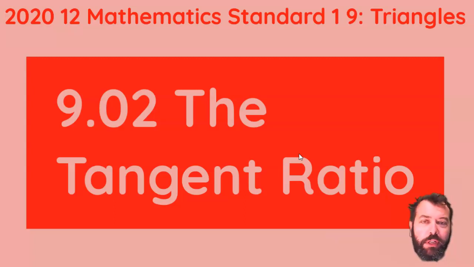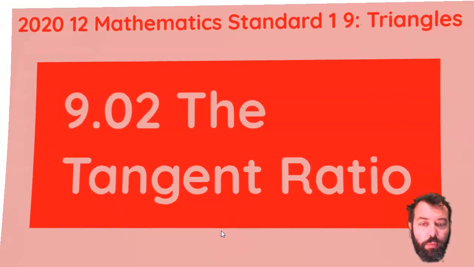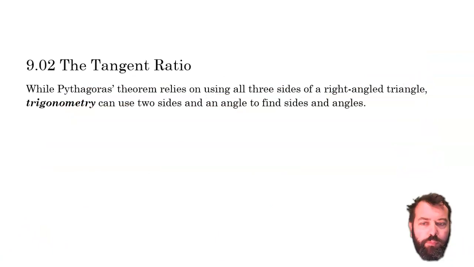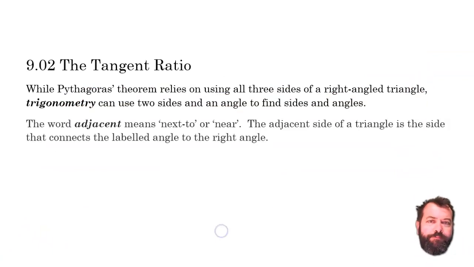Now with trigonometry we don't use all three sides but two sides and an angle, and the relationship between those sides and a labelled angle that's not the right angle, one of the other angles, is particularly important. So let's talk about naming those sides first.